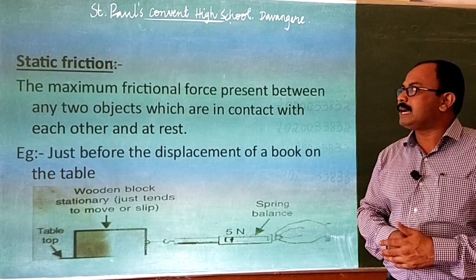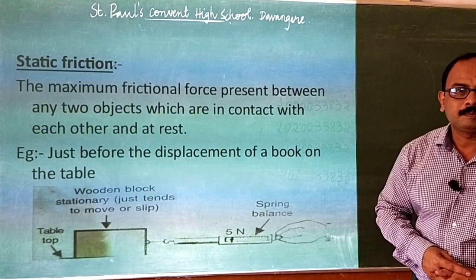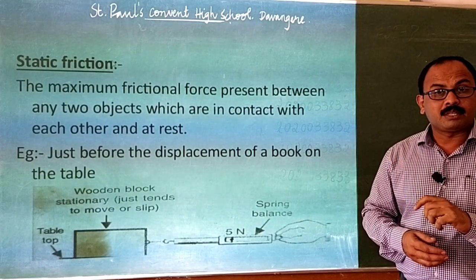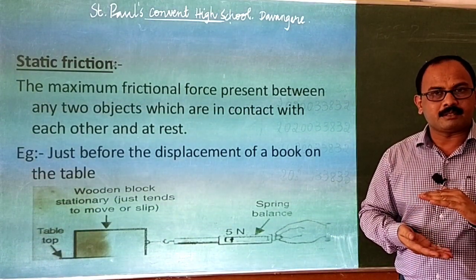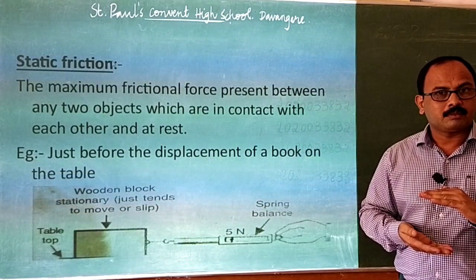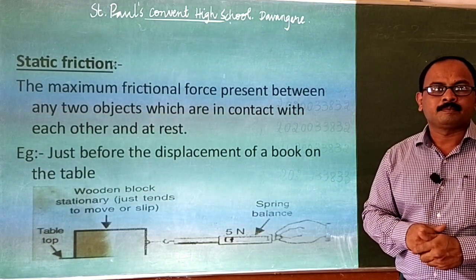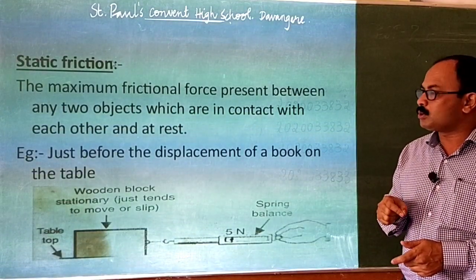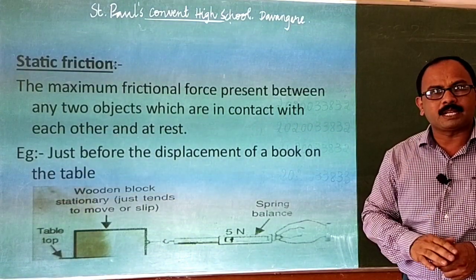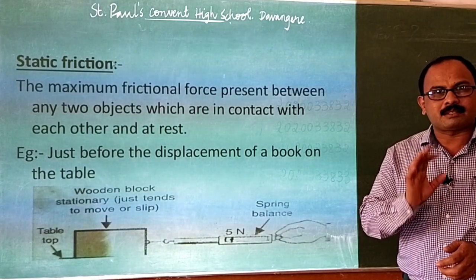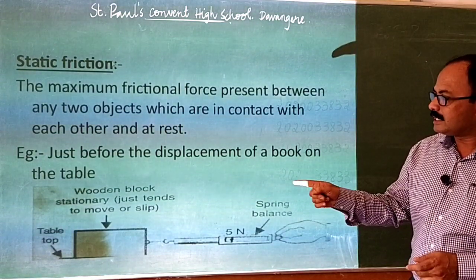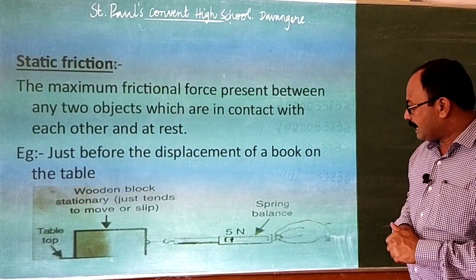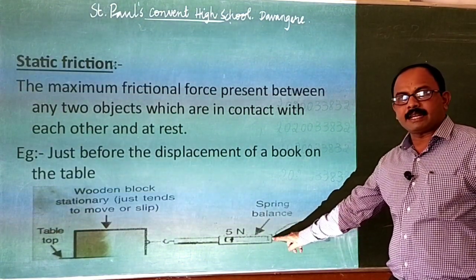The first one, static friction. This friction exists when the object is at rest, children, not in motion. Therefore, very carefully you have to listen. Make a note of it. The maximum frictional force present between the two objects when they are at rest. See, here a wooden block is placed on the table and a spring balance is taken.